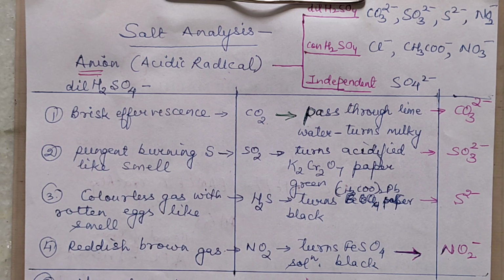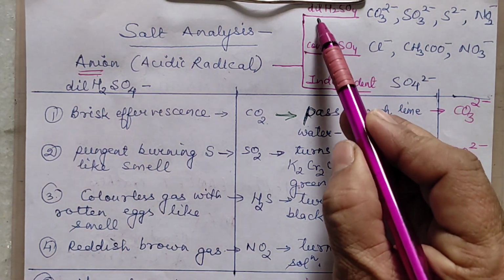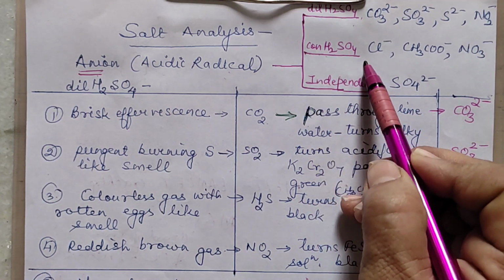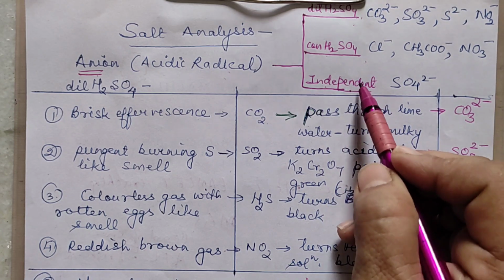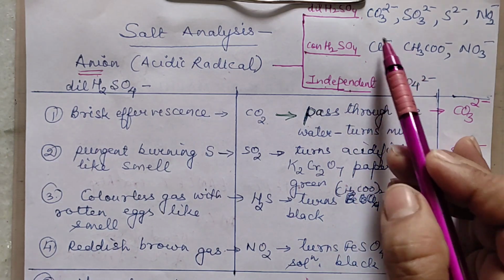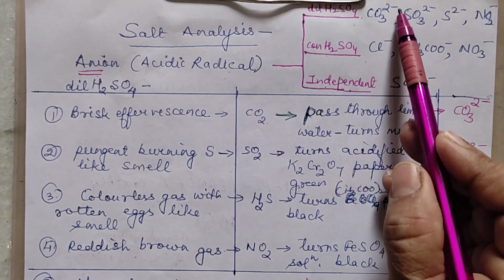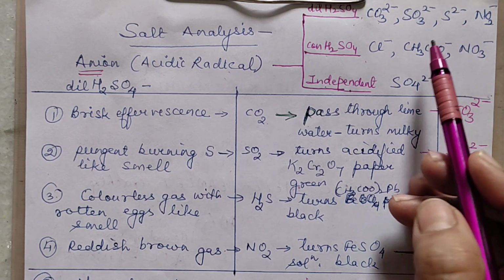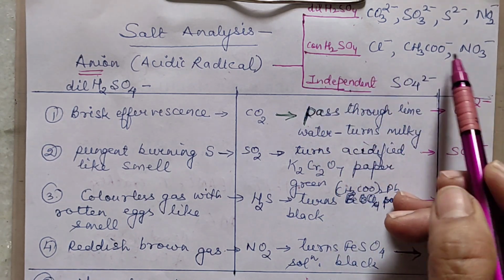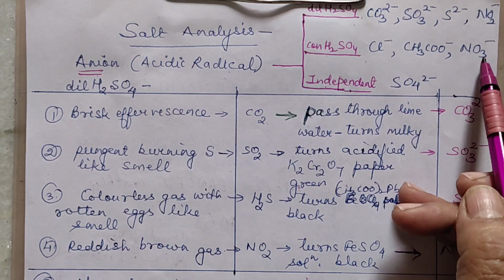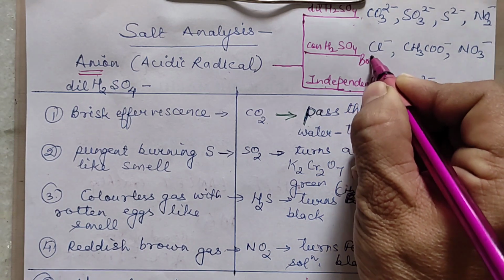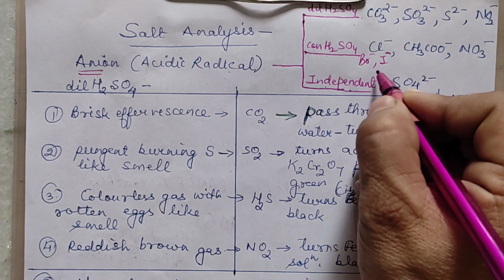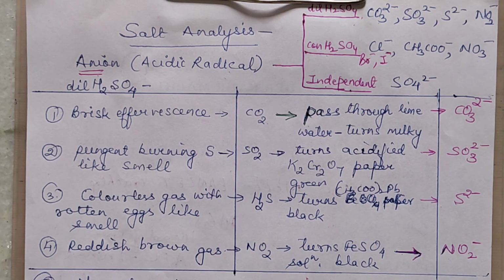The testing of anions is divided into 3 categories: the dilute sulfuric acid group, the concentrated sulfuric acid group, and independent radicals. In the dilute sulfuric acid group there are 4 ions: carbonate, sulfite, sulfide, nitrite. With concentrated sulfuric acid there are 3 ions: chloride, acetate, nitrate. Apart from that, bromide and iodide also give a positive test with concentrated sulfuric acid.